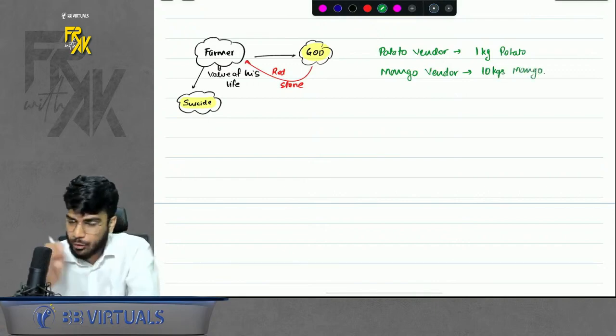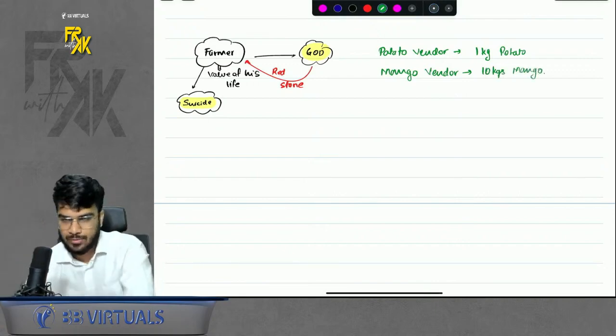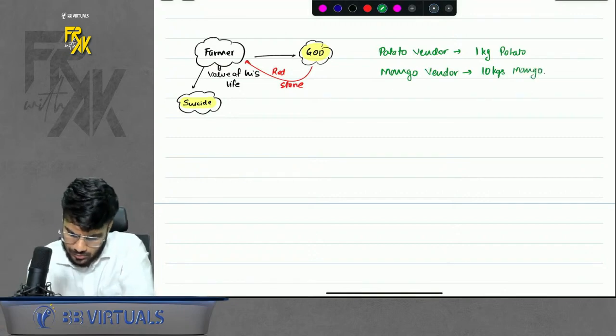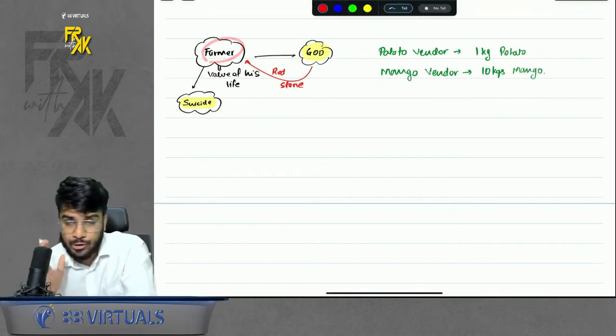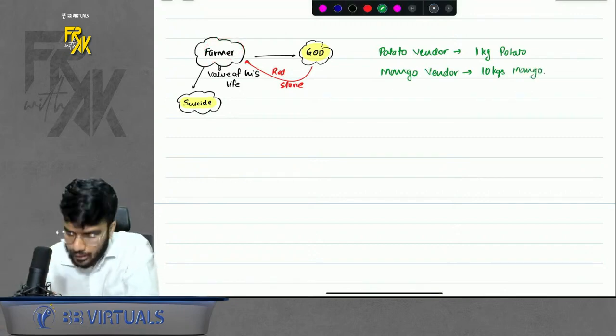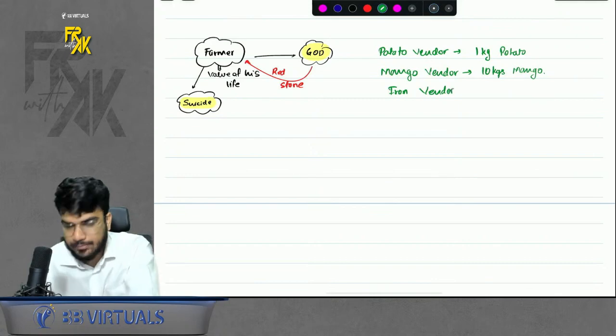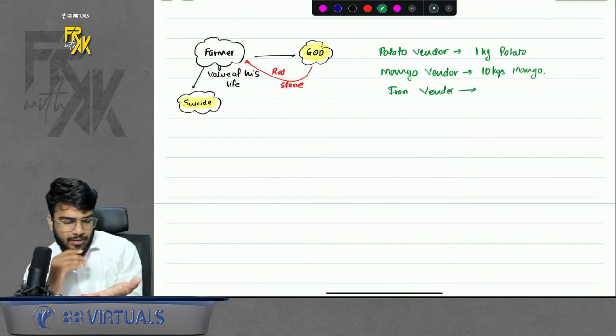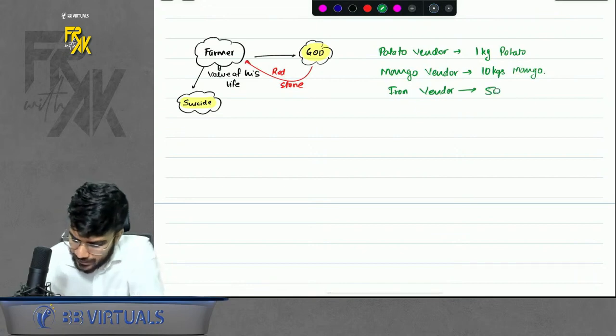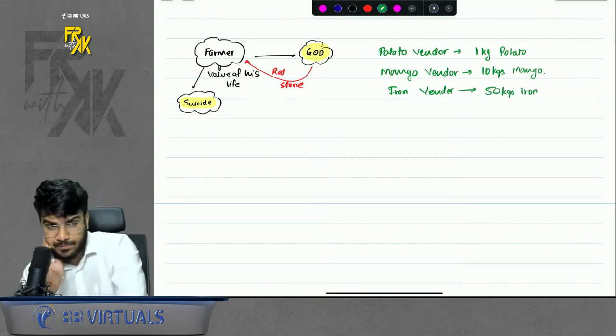I will give you 10 kgs of mango for this red stone. The farmer said okay, but I refuse to sell it to you. Then he went towards an iron vendor. You know iron vendor? In Hindi we call iron as lokhand. The iron vendor saw it and said, okay, I will give you 50 kgs of iron in exchange for this stone.